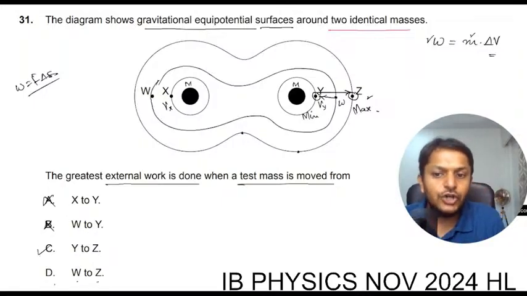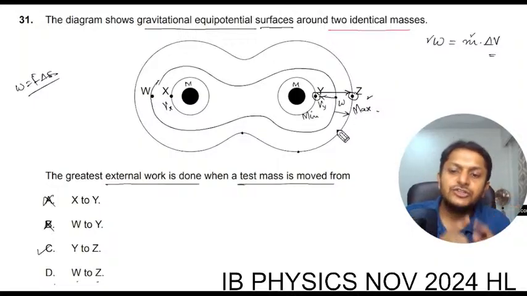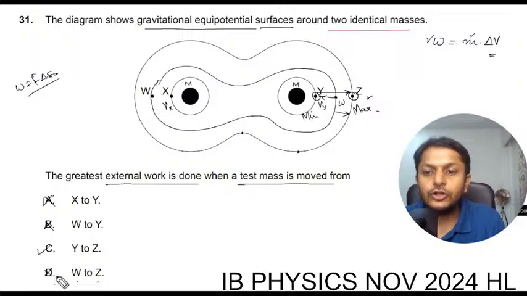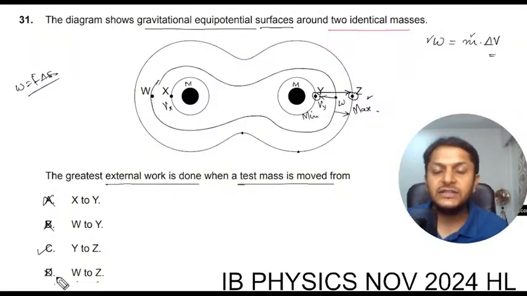Now what about the D option, W to Z? So W to Z is again not that very big gap. So the gap is lesser. So D is also wrong. So for this, C will be the correct answer, and this is the reasoning for this question.